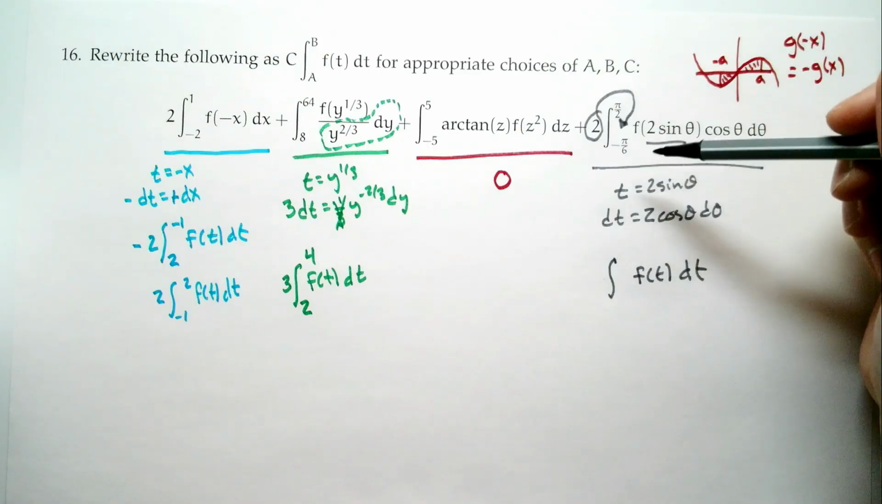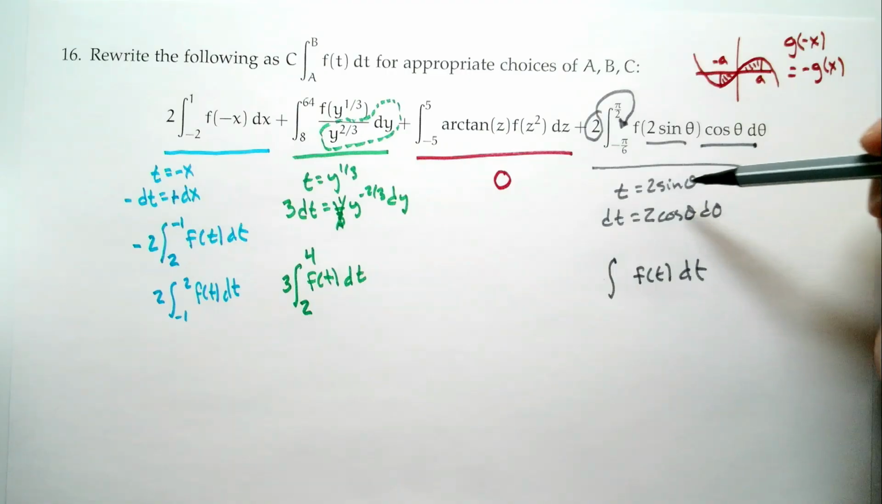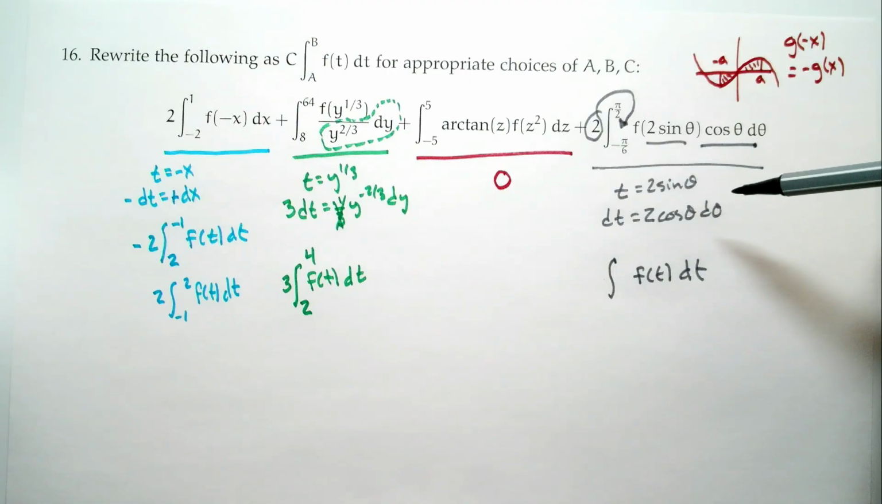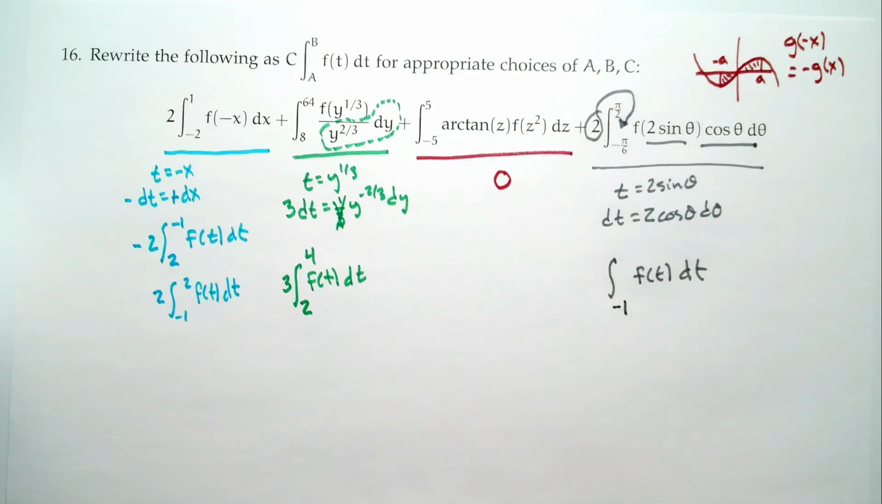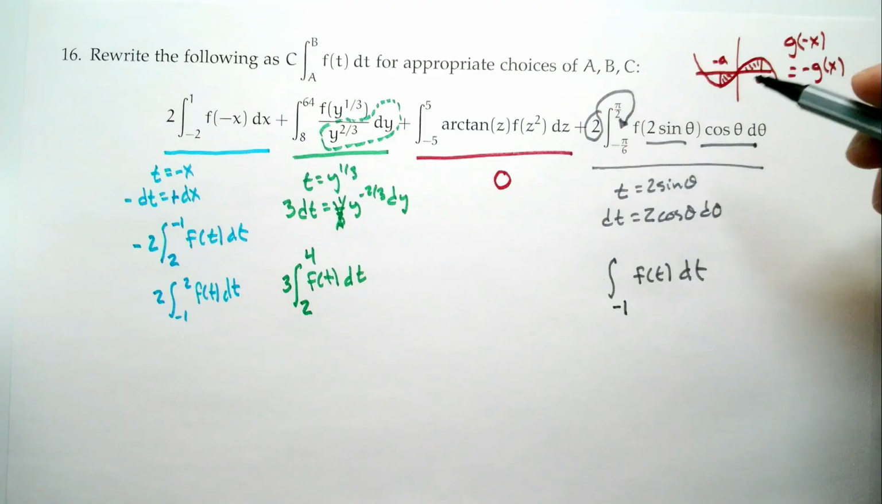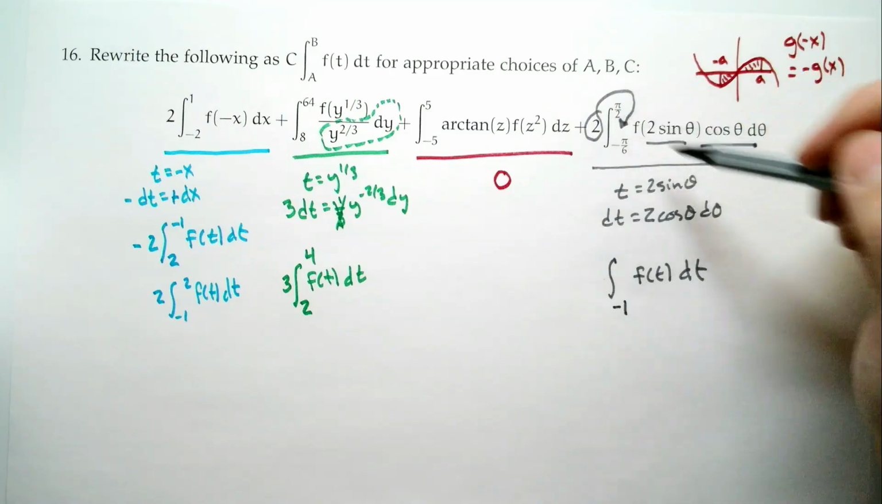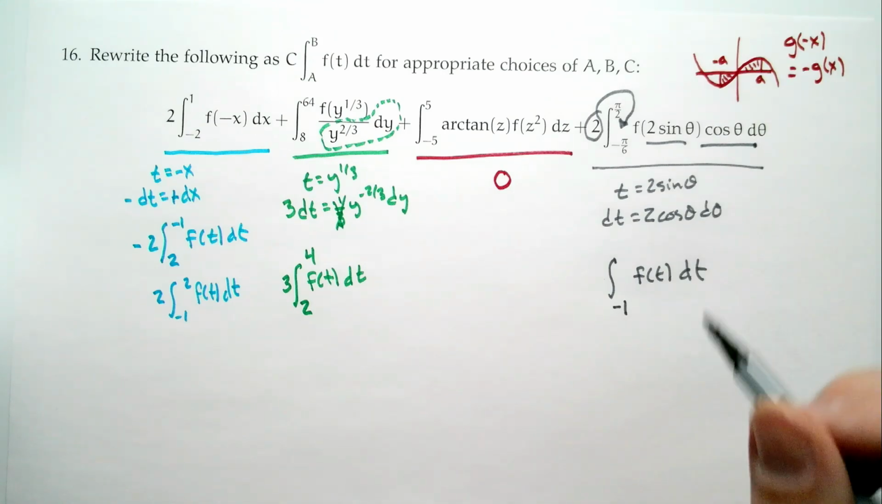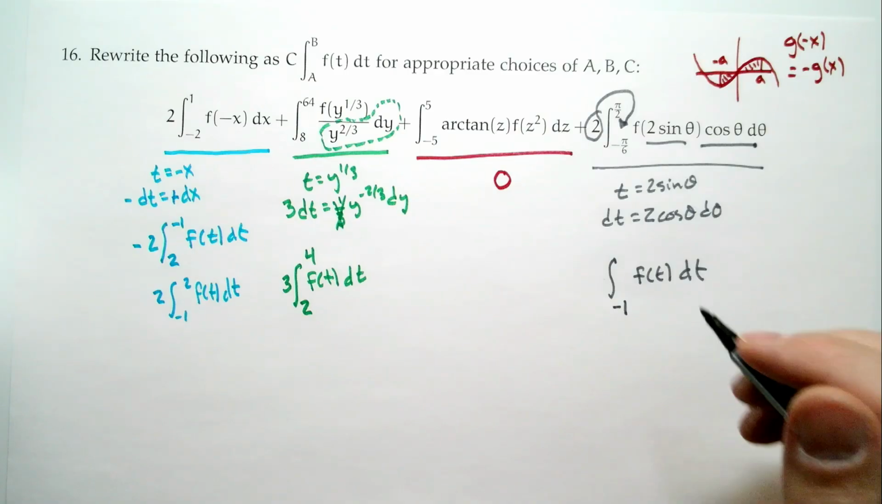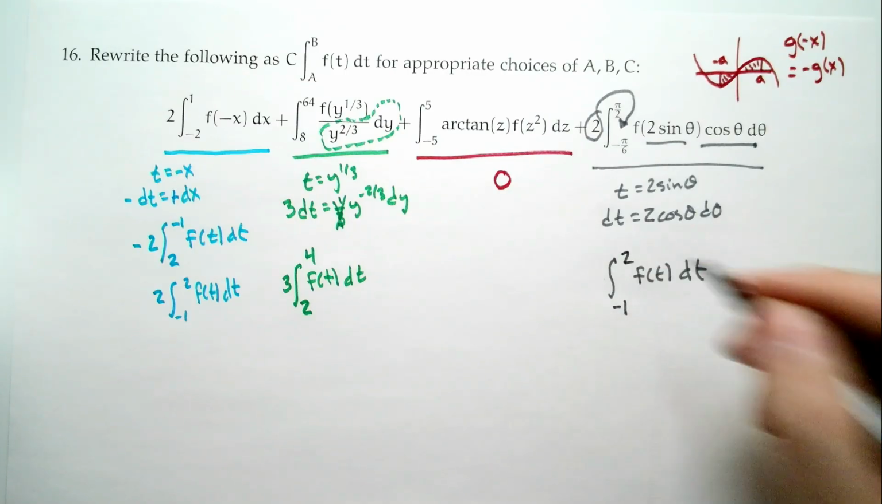Well, we plug in negative pi over 6. Sine of negative pi over 6. Do we know that value? It's negative a half. Then we double it, which gets us to negative 1. Sine of pi over 2 times 2. Do we know that? Sine of pi over 2 is 1, and double gives us 2.